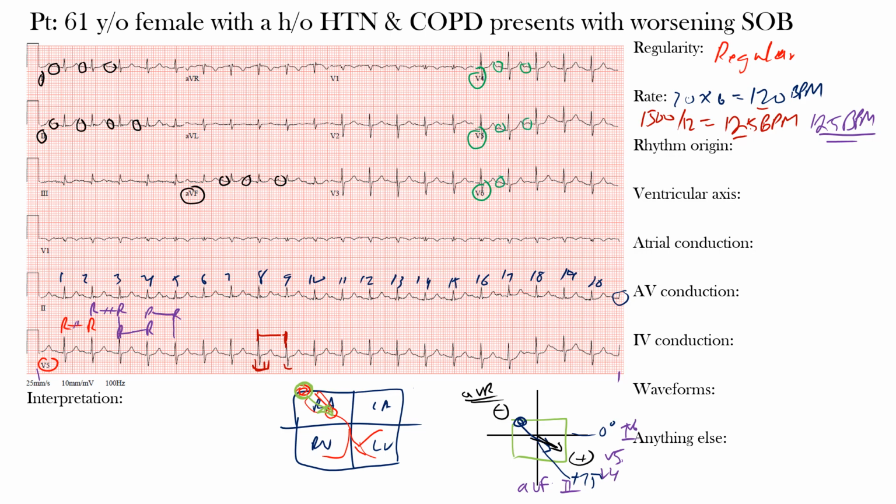Same thing in V6. And then aVR, which is this one here, we said we would see negative or inverted P waves, as we do here. Hard to make out, but there's one there, and another one there. So we have the right P wave morphology, and we saw those upright P waves and the inverted one in aVR. They all have similar morphology, meaning if you look through each one, they all look the same. They're not originating from ectopic foci within the atria.